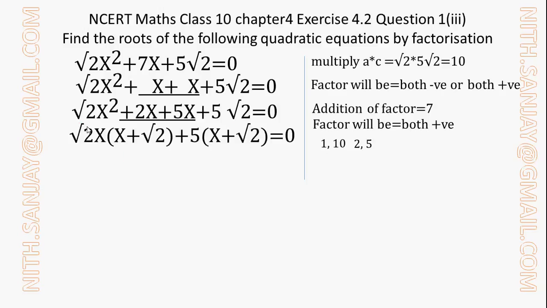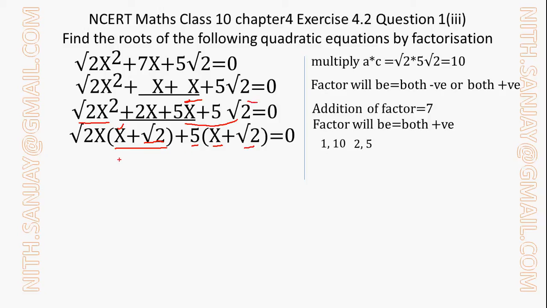I have taken root 2x common from the first two terms, so I am left with x plus 2. Why? Because if I take root 2 common from root 2x square, I will be left with x, and if I take root 2x common from 2x, I will be left with root 2. Next I will take plus 5 common from these two terms. So I have taken plus 5 common, and inside I am left with x, this x, and root 2, this root 2.